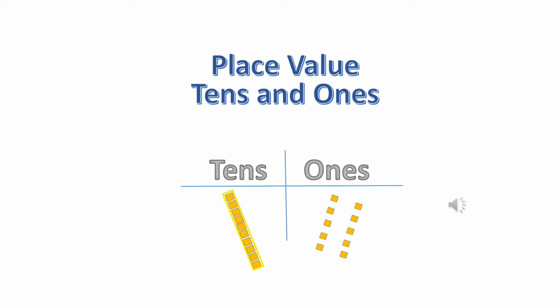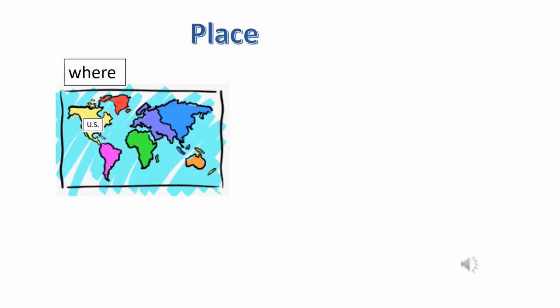This video will help you understand the idea of a place value chart, tens and ones in our number system. First, let's understand the meaning of the word place. A place is where something is.